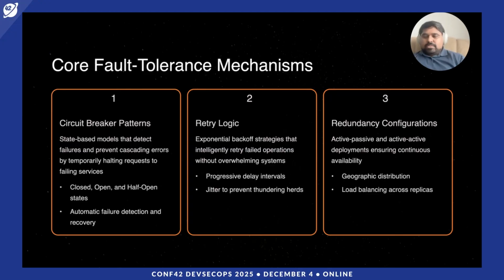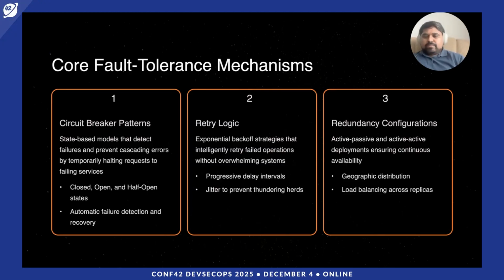An example for our system: an API call failed due to a transient network error. The first retry happens after 100 milliseconds. Then the next retry will happen after 200 milliseconds. And then the third retry will happen after 400 milliseconds. So by the time you get to the fifth retry, you're waiting 1.6 seconds, giving the system time to recover. Increasing delay intervals prevent cascading retries.